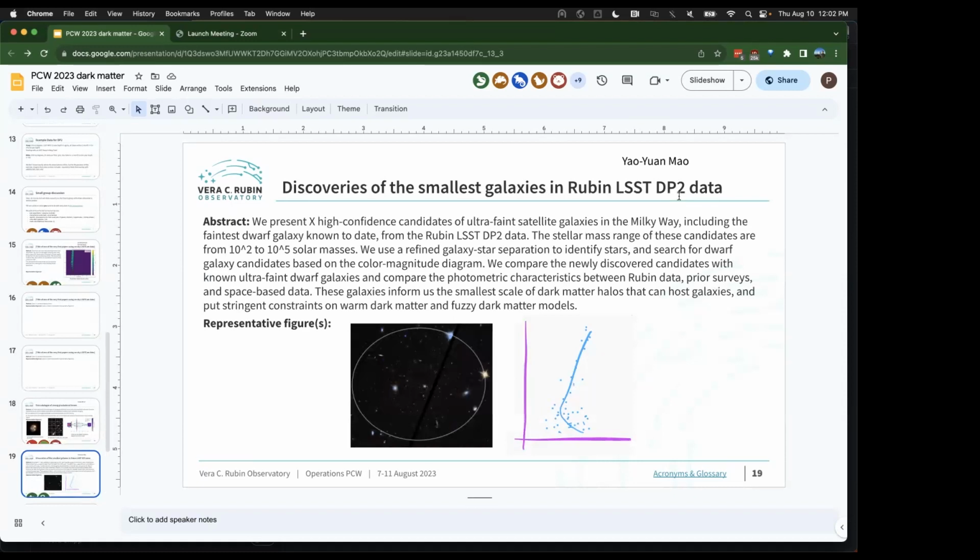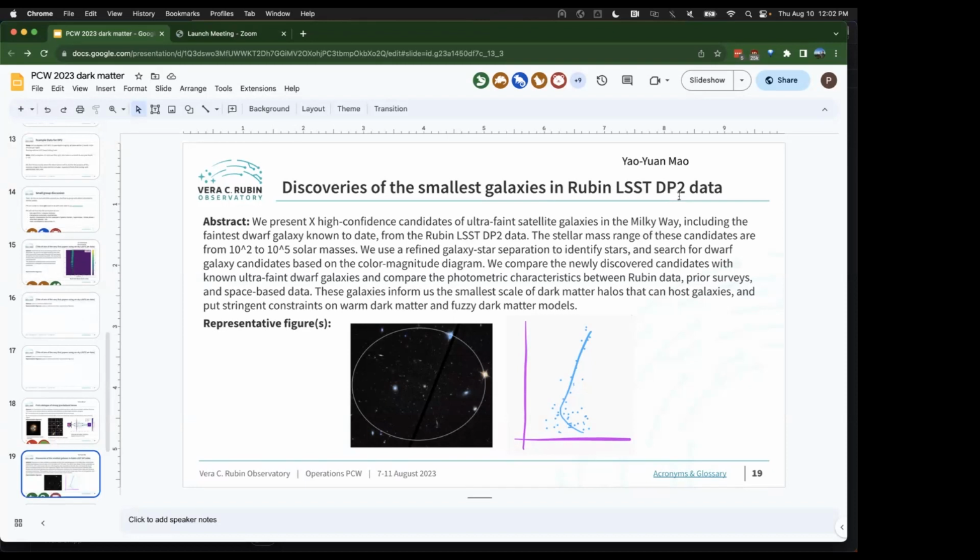This is Yao. Right. So the idea is pretty simple. Once we have the data preview out, we will be finding the smallest galaxies that we will be able to see in those catalogs. The idea is that we should be able to find, I don't know how many, but X ultra-faint dwarf galaxies. Most of these will probably be in the Milky Way, but also maybe slightly outside of the Milky Way. They will range from 100 to maybe 10,000 stars.